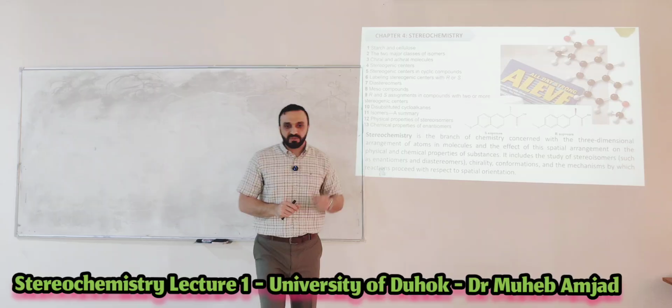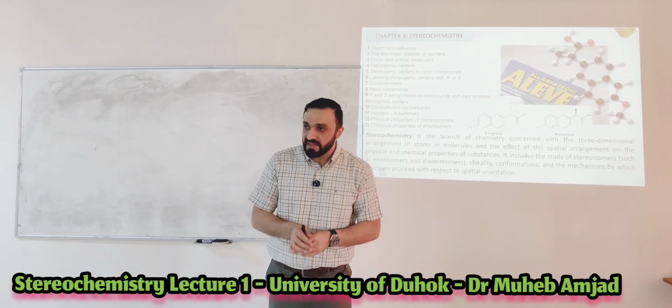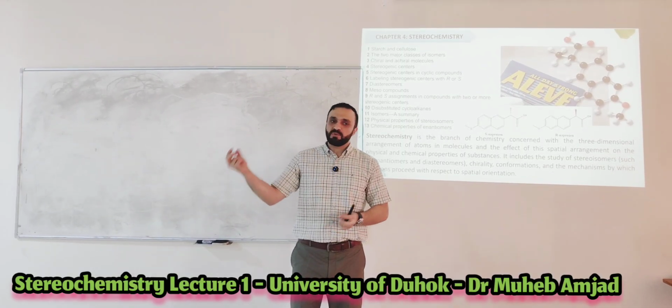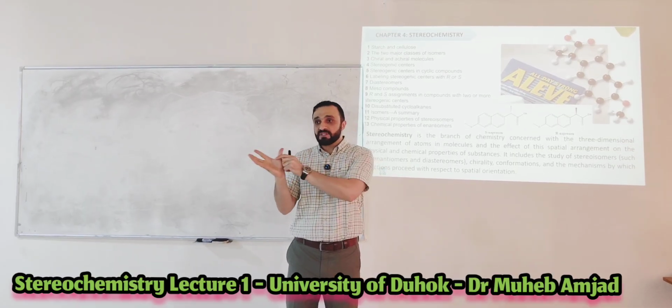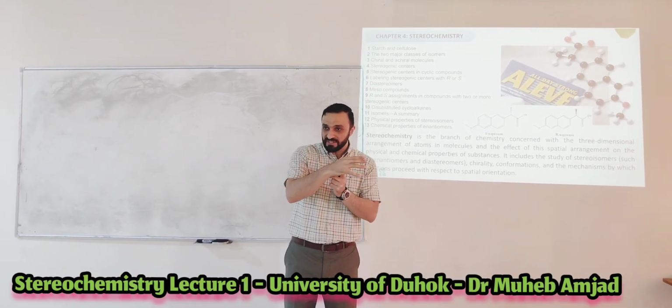Do you remember last year we talked about SN1 and SN2? We said in SN2, the nucleophile attacks from the opposite side to the leaving group, from the back side. And the configuration will be what? Inversion of the configuration. Yes?